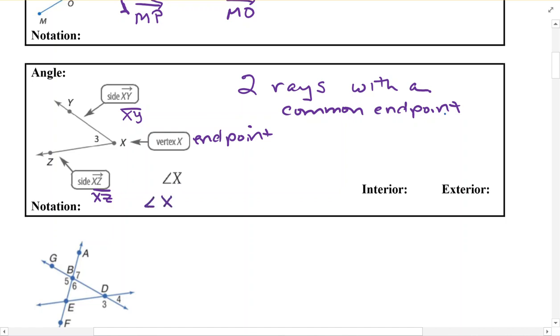Now, since in this picture there's only one angle X, I could call it angle X, or I could use three letters to name it. So angle YXZ. The center letter, when I use three letters to name an angle, has to be the vertex. Or since there's a 3 inside of here, I could call it angle 3. The interior of an angle is any point that is inside of the angle, and the exterior is any point that's on the outside of the angle.